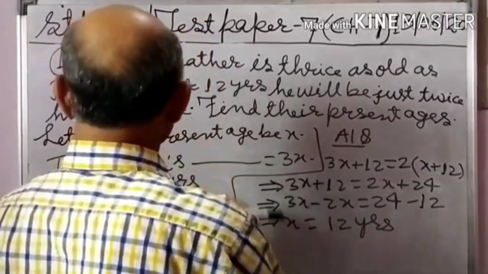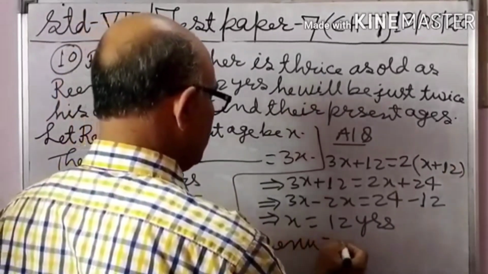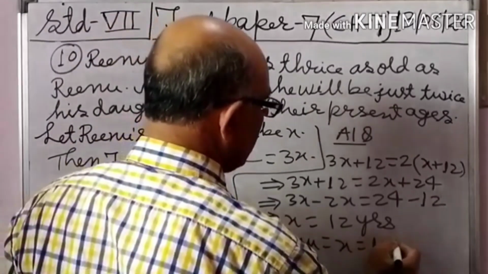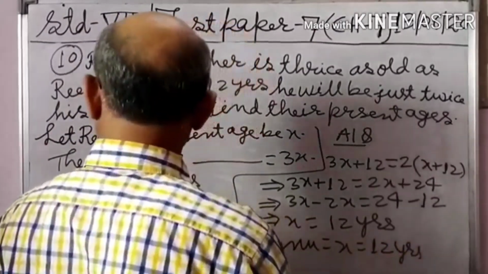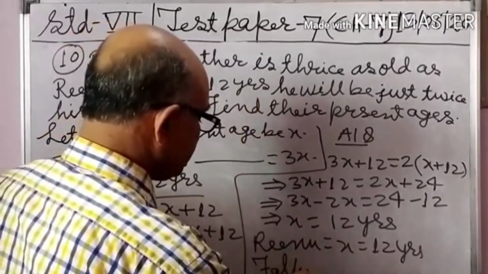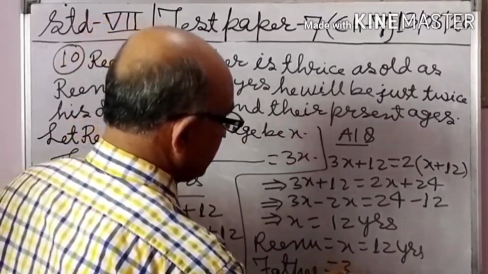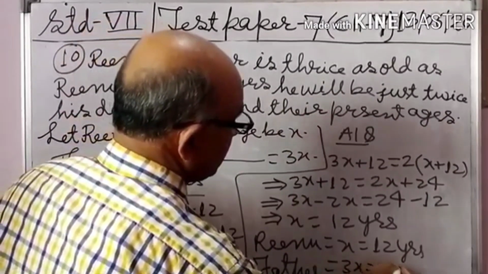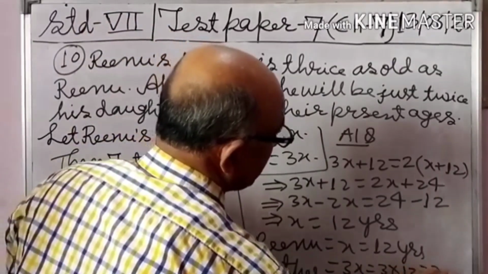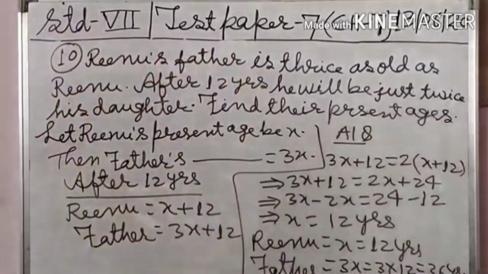Years. x means Renu, so x equals 12 years. And father is 3x, 3 into 12 equals 36 years.